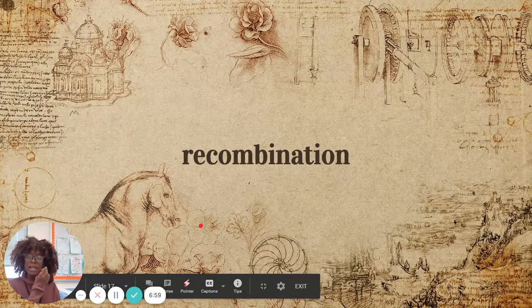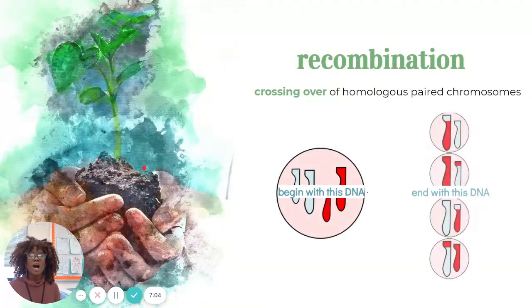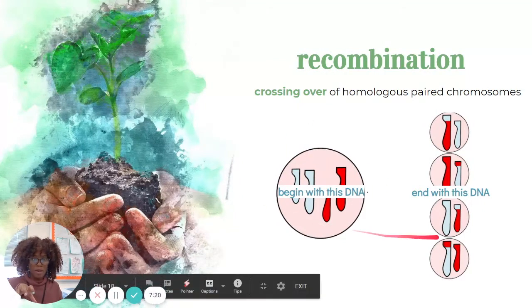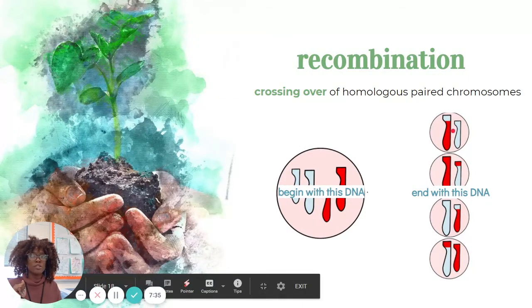Let's go on to DNA recombination. So DNA recombination is going to be crossing over of what are called homologous paired chromosomes. Homologous paired chromosomes and DNA replication, all of that we will talk about later. So I'm just going to give you the basics of what you need to know. Essentially, you're going to begin with this DNA, and we're going to end up with this DNA. This is through the process of fertilization. We can say this is the mom and that's the dad DNA. And in the end, we're going to end up with 4 different sex cells that have all of these different traits in them.